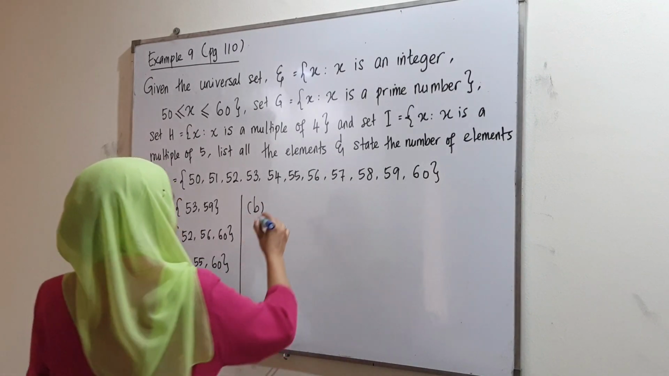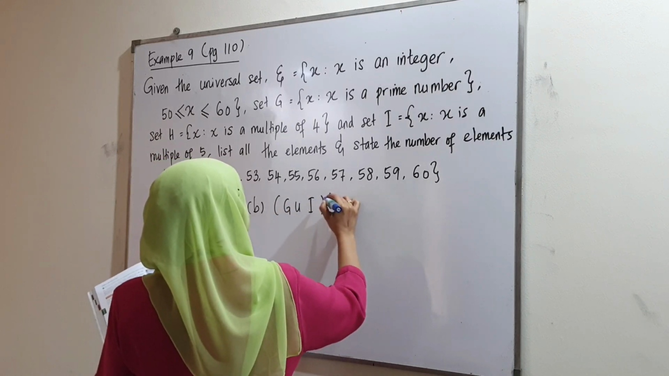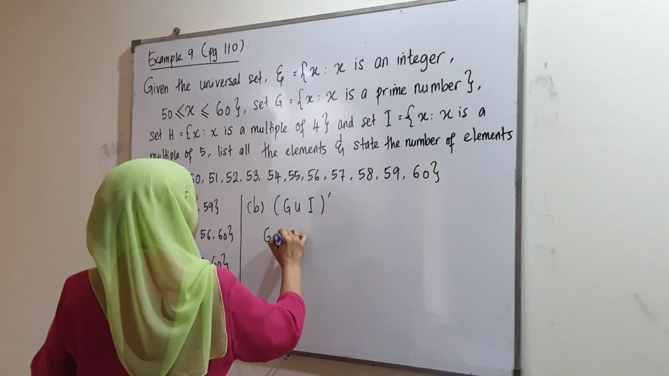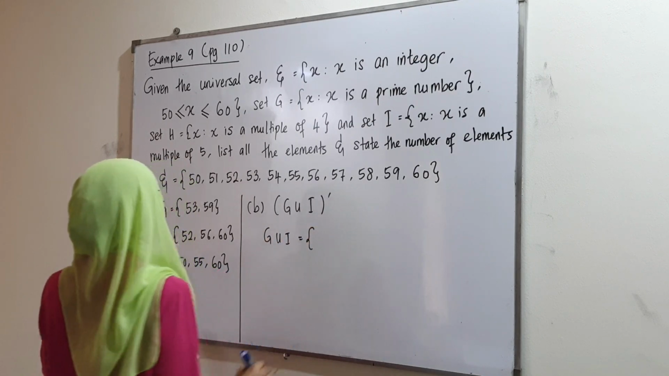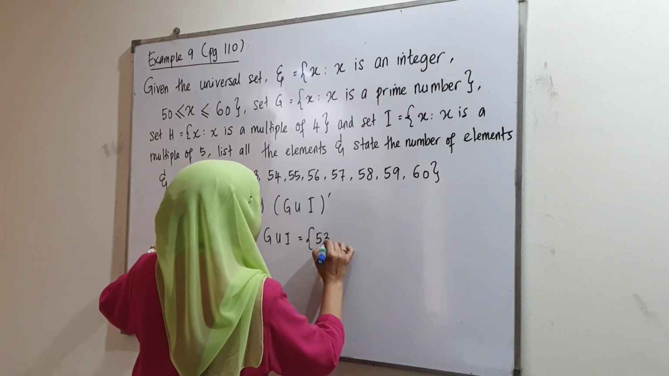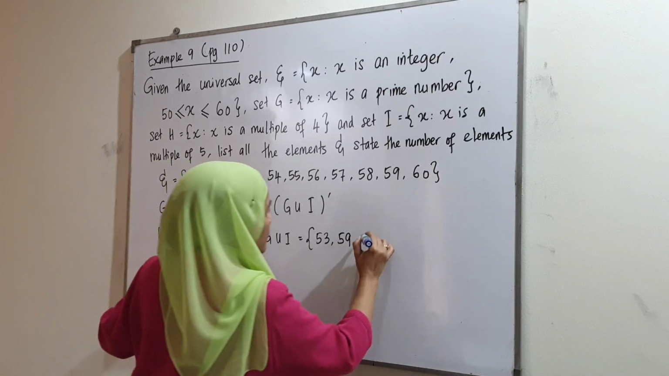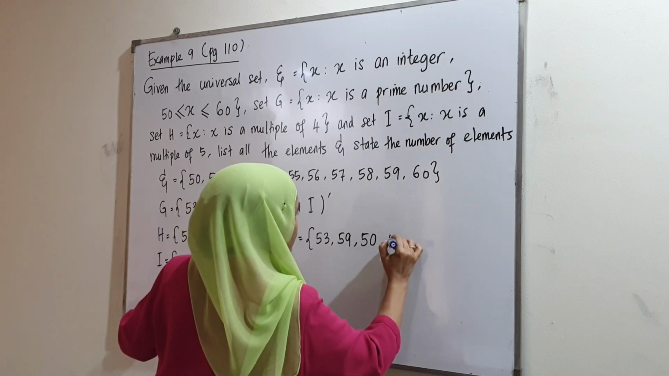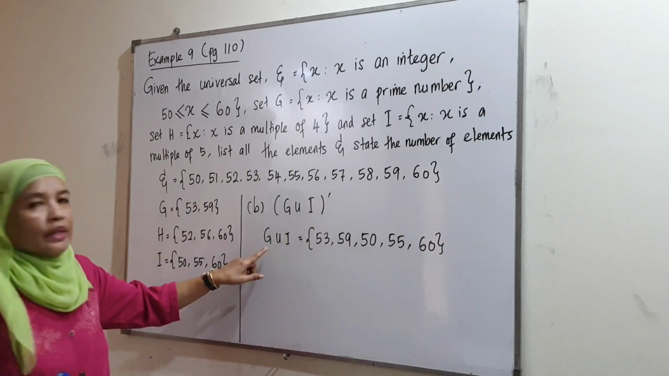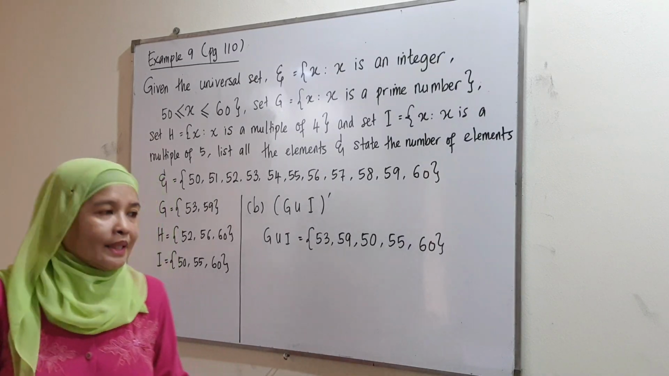Okay, B: (G union I) complement. Now we have to find G union I first. List the G union I. Start with G first: 53, 59, then I: 50, 55, and 60. G union I is a combination of G and I, and the elements cannot be repeated.